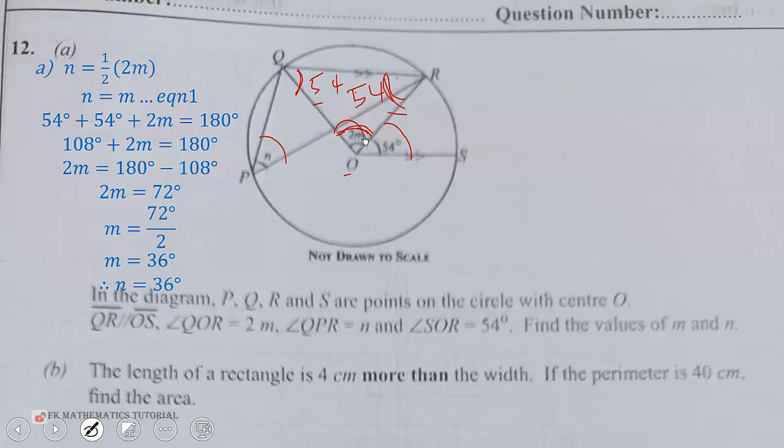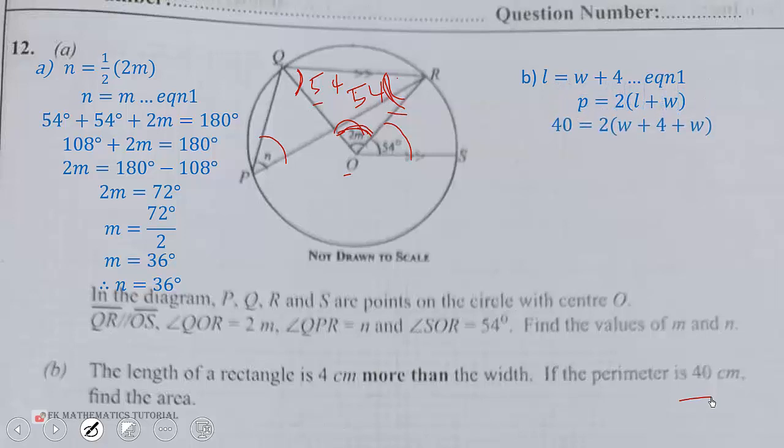Now the B part says the length of a rectangle is 4 centimeters more than the width. So the length is 4 centimeters more than the width. So L equal W plus 4. If the perimeter is 40 centimeters, find the area. So perimeter is given by 2 times of length plus width. And we're given that the perimeter is 40 centimeters. So we put it there.